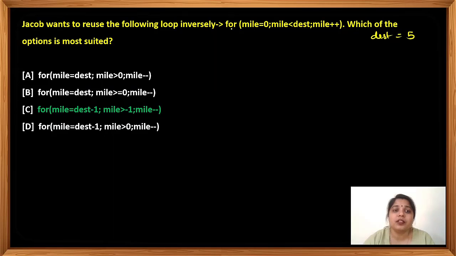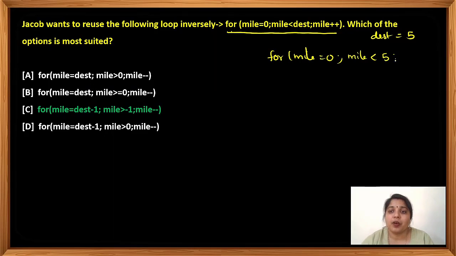He wants to reuse this for loop inversely. For mile equal to 0, mile less than dest, mile plus plus. That means for mile equal to 0, mile less than 5, mile plus plus. So how many times does this loop execute? It is starting from 0 and executing till 5. That means 0, 1, 2, 3, 4. So this loop is executing 5 times, starting from 0 and ending at 4. So we have to find an option which is most suited to this answer.